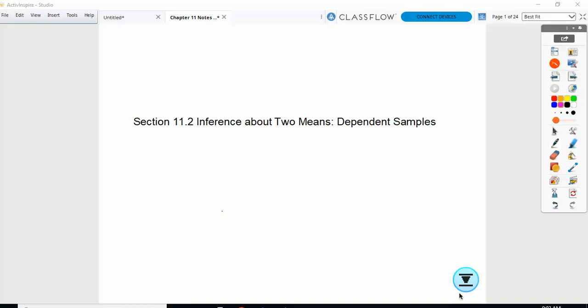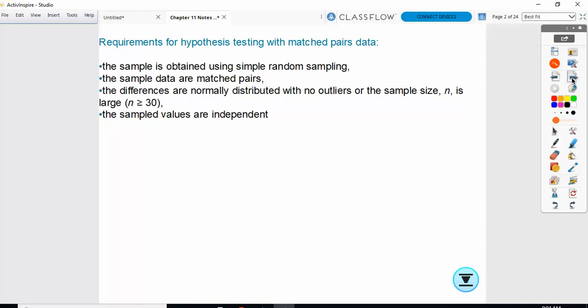All the hypothesis testing we did in Chapter 10 only involved one set of data. In the sections we're covering in Chapter 11, we're going to be comparing two different sets of data and trying to make some kind of conclusion about those two sets. All right, so we still have the criteria that we need to work with here.